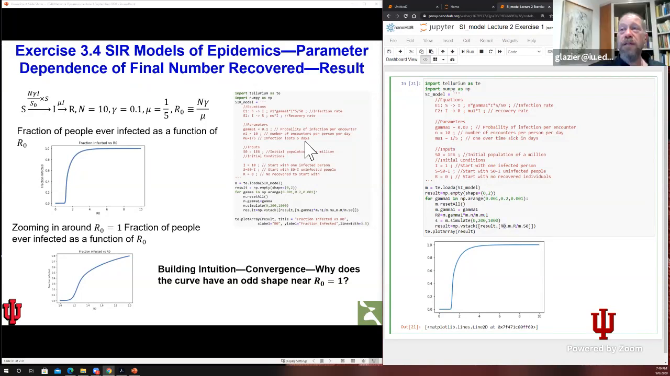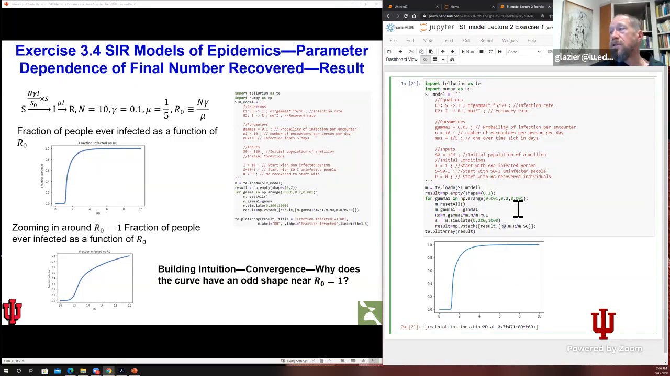So I get something that looks like that. And it's really mostly interesting when R naught is nearly 1. If R naught's less than 1, nothing happens. We said before that if R naught is above 4, essentially everybody gets infected, right? So the interesting values are for R naught between 1 and maybe 3 or 4.